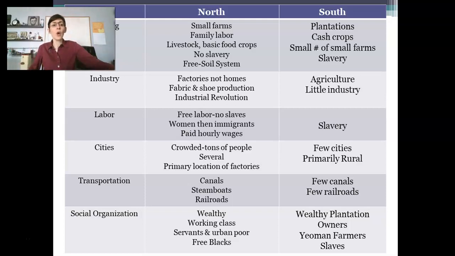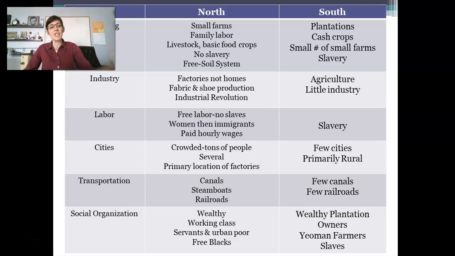You had a large number of cities in the North. They were crowded. There were tons of people, and they were the primary location of factories, which helped to facilitate the industrial development of the North. All right, and then, of course, in the South, you have very few cities, and it's predominantly rural. Transportation, you have canals, rivers, steamboats. South, really, you had your feet, and you had some horses, right? You had a few canals and a few railroads, but very little. So in terms of transportation and being able to resupply their lines, the North was much more successful at this than the South could be.